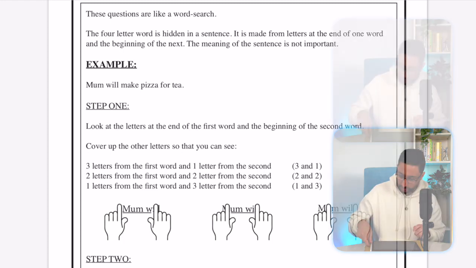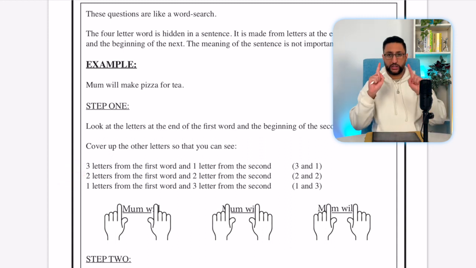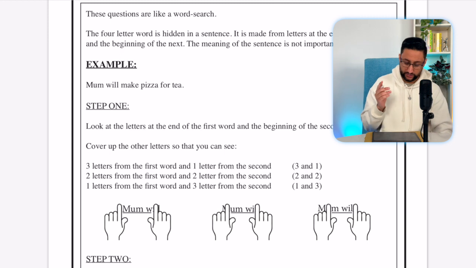Now, if you look at this diagram, you can see what I mean by that. 3 and 1, 2 and 2, 1 and 3. Usually if I can't see it straight away, I get my hand as shown here and I just shift in between each of the pairs of words within the sentence.